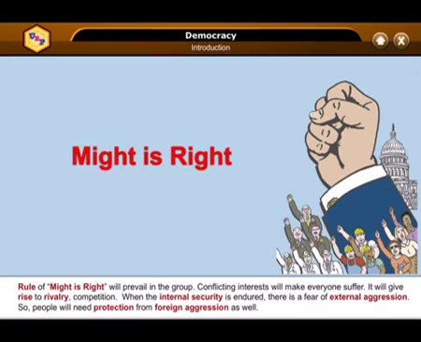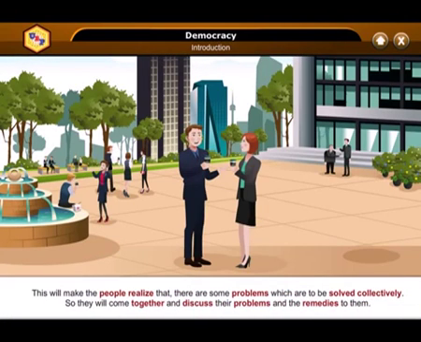Conflicting interests will make everyone suffer. It will give rise to rivalry and competition. When the internal security is ensured, there is a fear of external aggression. So people will need protection from foreign aggression as well. This will make the people realize that there are some problems which are to be solved collectively. So, they will come together and discuss their problems and the remedies to them.